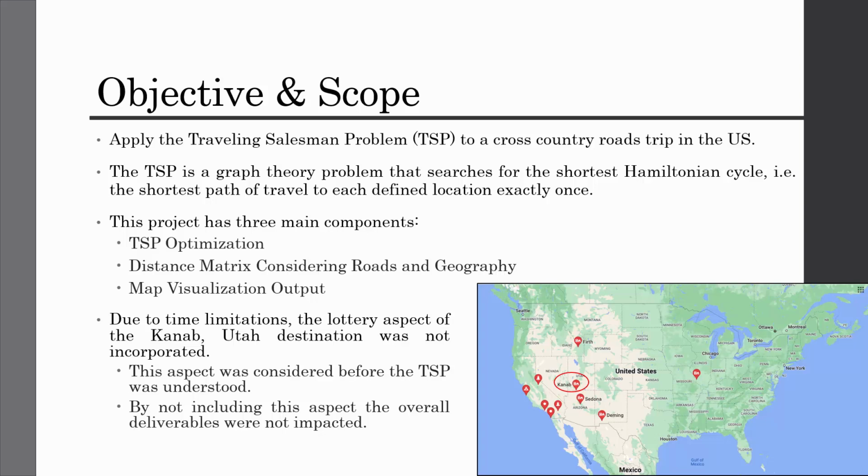This project has three main components: the traveling salesman optimization, a distance matrix considering roads and geography, and last, a map visualization output. Due to time limitations, the lottery aspect of the Kanab, Utah destination was not included. This aspect was considered before the traveling salesman problem was understood. By not including this aspect, the overall deliverables were not impacted.